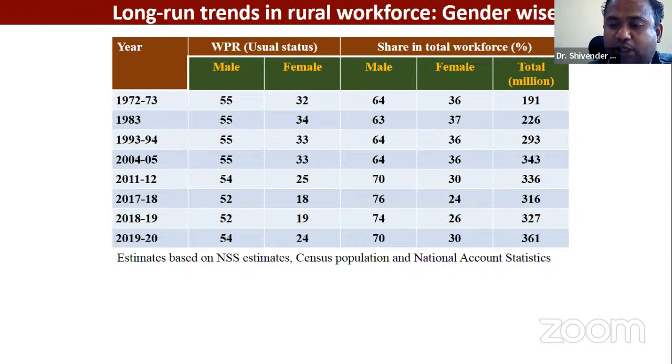I would say that 24% is still less, but this change is very, very striking. But I do not know the reason why it happened, whether it is a problem of data, that the data is wrong, or there are some phenomena which are taking place in the rural areas because of which female participation in the rural workforce is increasing.